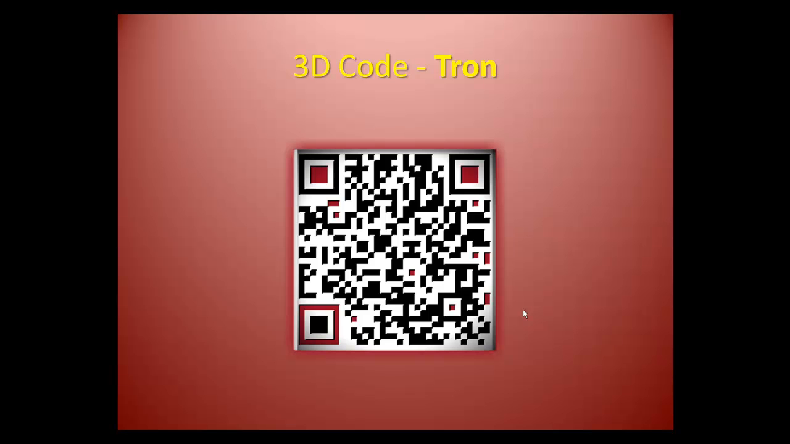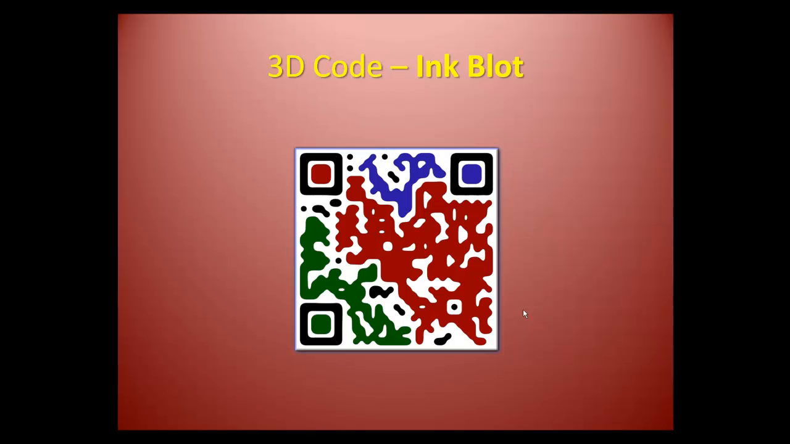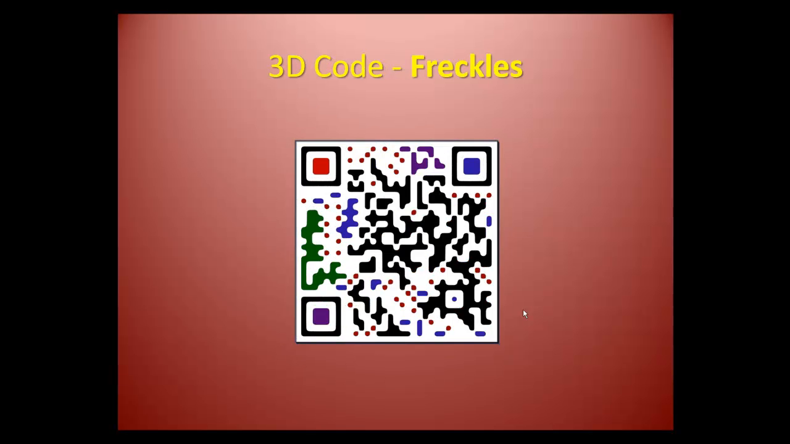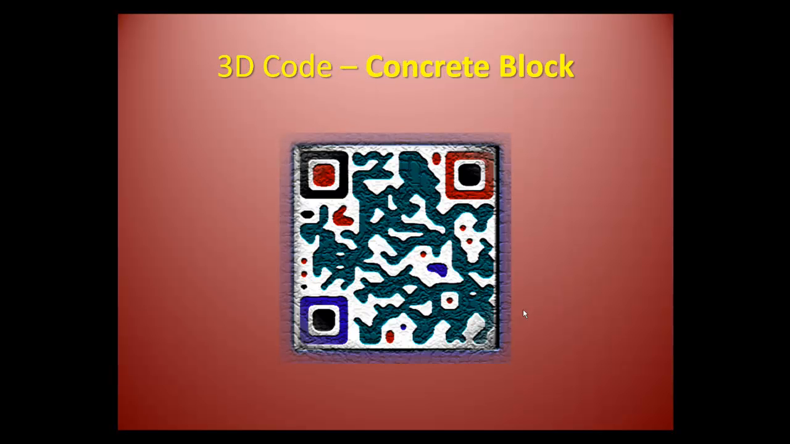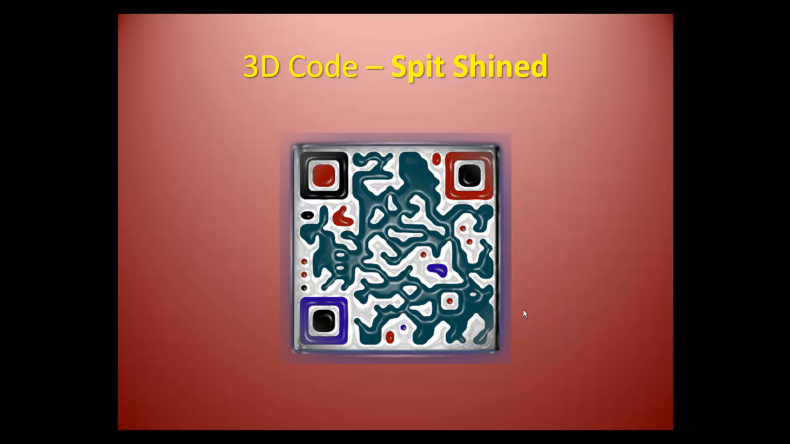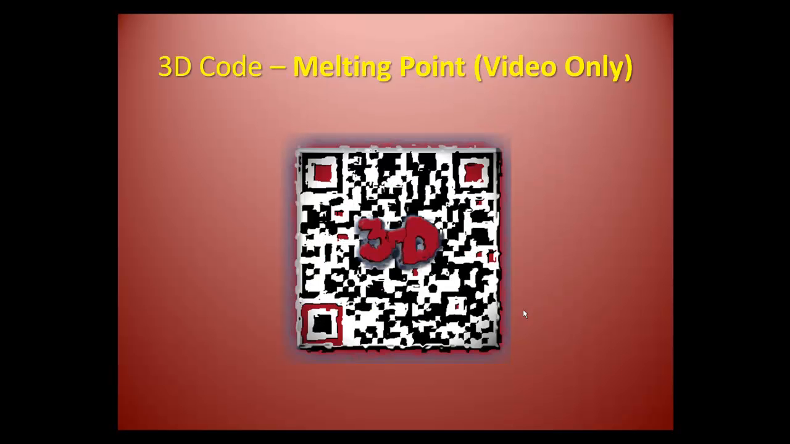It's going to be 3D code Tron, all right, ink blot, freckles, night vision, concrete block, spit shine, preschool, melting point. This is only in the video. Pregnant. This is only in the video as well. So these are some different codes where it takes a little extra tutorial to make sure you're using the right settings and that sort of thing.